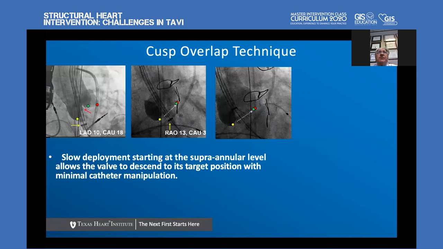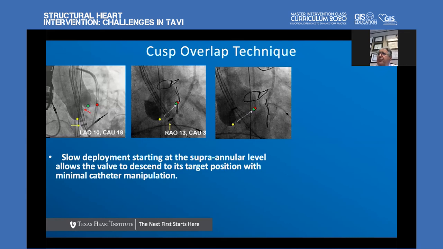So when we look at the technique of cusp overlap view, here we see first that the three cusps are obviously not lined up, and that causes a miscalculation as far as the depth of deployment. But in the middle image, we can see that now we are achieving a left and right coronary cusp overlap, and that is, in this particular scenario, achieved in RAO, not in LAO. And then performing a slow deployment started at a supraannular level will allow the valve to descend to its target position with minimal catheter manipulation. And we can see here with minimal movement. And then we can see the final result.